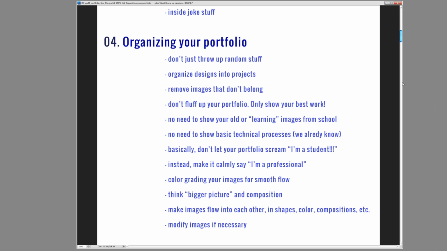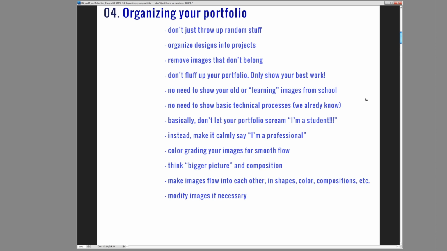And that's the next point I'm going to make, which is no need to show basic technical processes.